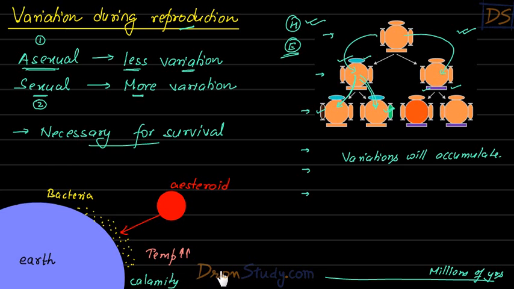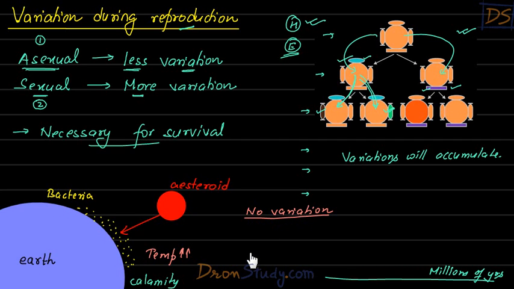Now students, consider a hypothetical situation in which all these bacteria are the same. There is no variation in them. This is a hypothetical case, because actually there is variation, but we just want to see what will happen if there is no variation. So suppose all these bacteria are exactly the same, their properties are the same, there is no variation in them.